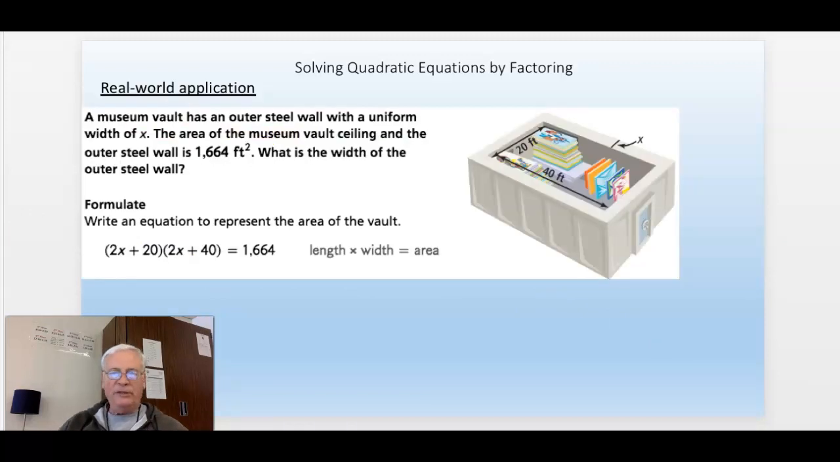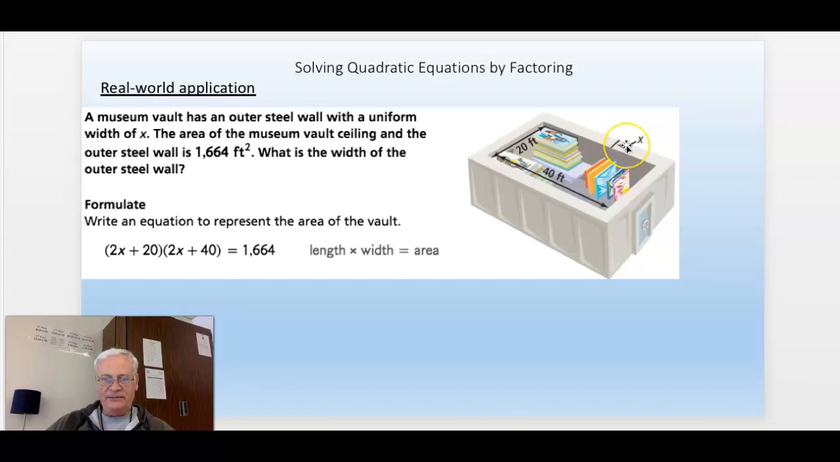Guys, this is a real-world example. It's kind of like the picture with the frame. This is a museum vault. It has that outer shell, that big steel wall, that surrounds these big vaults. They keep valuable things in there. They give you the total area of the vault and the outer wall, and they want you to calculate the width of the outer wall, the frame.